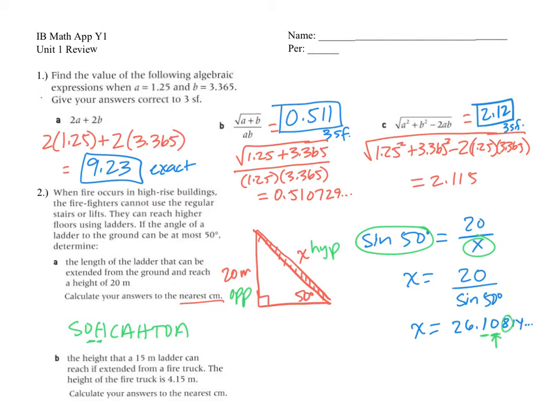That means we need to bump it up, x is going to be 26.11 centimeters. I'm sorry, no, that's 26.11 meters. It's rounded to the nearest 100th of a meter, so 26.11 meters.